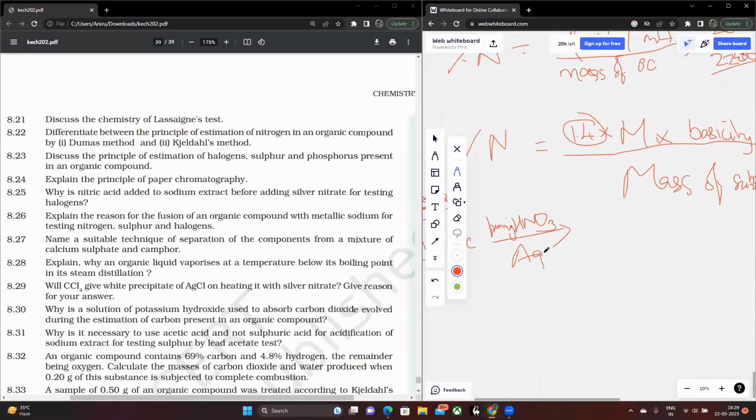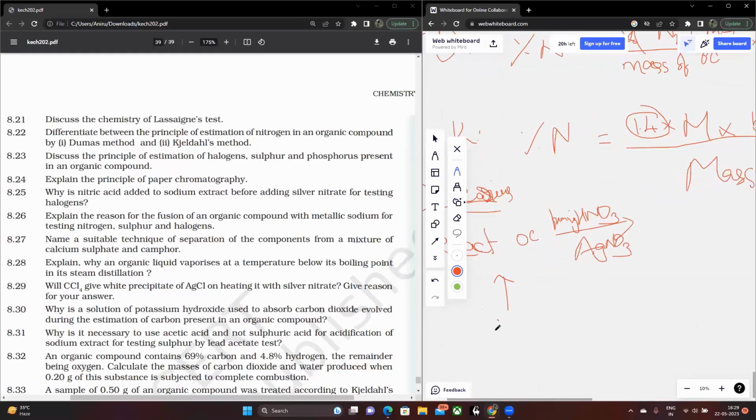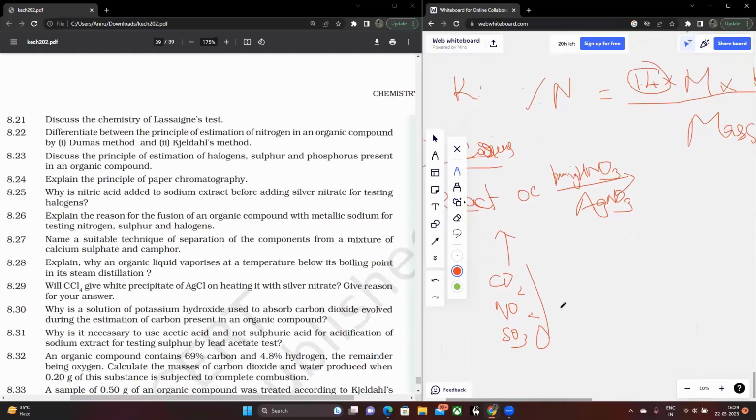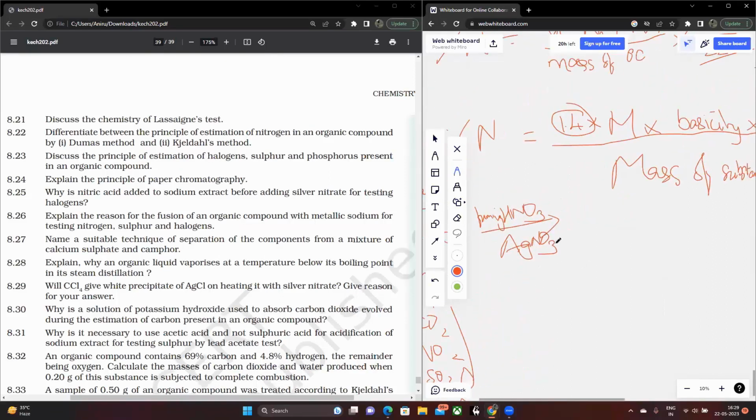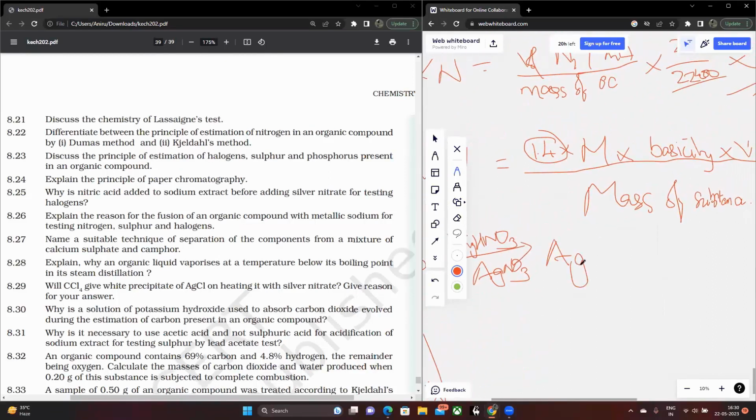You do it in the presence of AgNO3. What happens is every impurity like nitrogen, sulfur, etc., and carbon escapes into the atmosphere in their oxidized form: CO2, NO2, SO3, etc. And water, H becomes H2O gas. That also escapes out. Finally, you are left with an AgX.